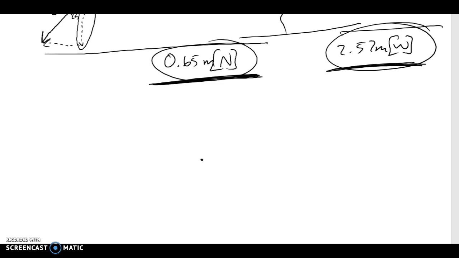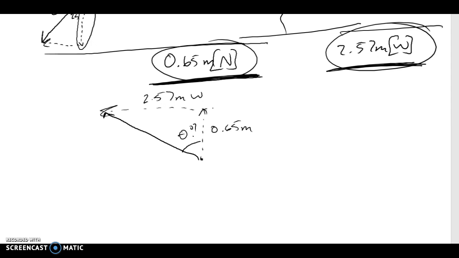So here, we start there, we go 0.65 meters north, and then from there we go 2.57 meters west. Here is your resulting vector. All we have to do is find the magnitude of that vector. So let's find this angle, let's find theta. What is that in degrees? And then let's find the magnitude. How many meters do we have to walk in that direction?